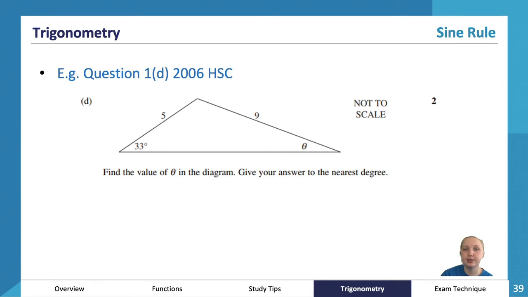So this one comes from the HSC from 2006. It was worth 2 marks, and it says, find the value of theta in the diagram, give your answer to the nearest degree. So the reason that we know that we have to use the sine rule here is because we want to find an angle and we've been given two sides and an angle. Okay, so if we want to find something and we've been given one more of that thing, so we've been given one more angle, and 2 more sides, then that's how we know we're going to be wanting to use the sine rule.